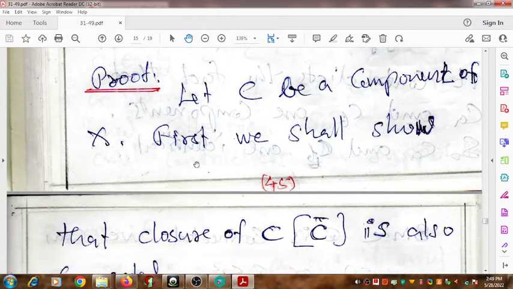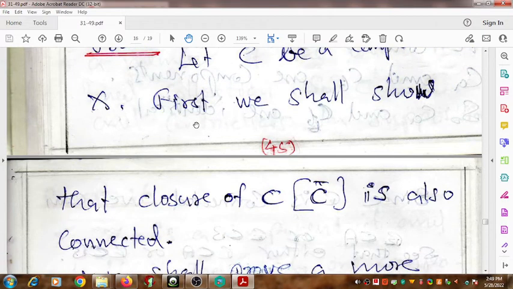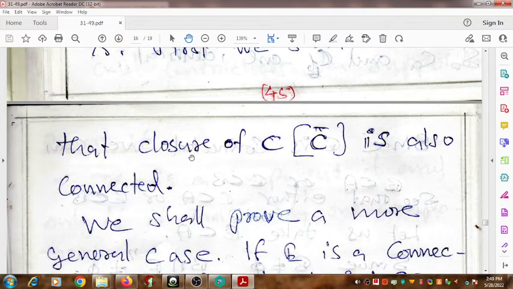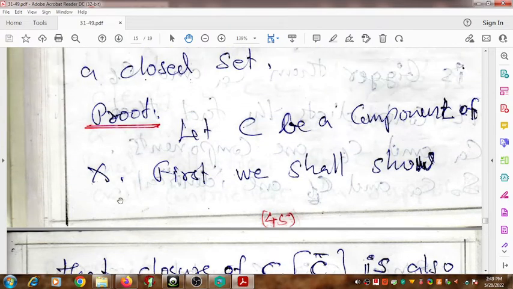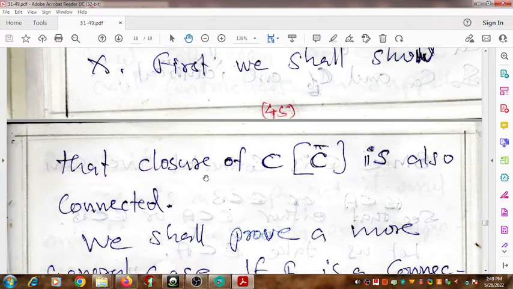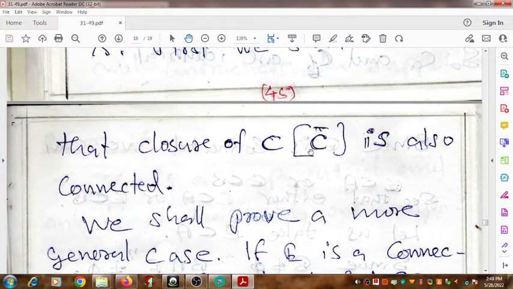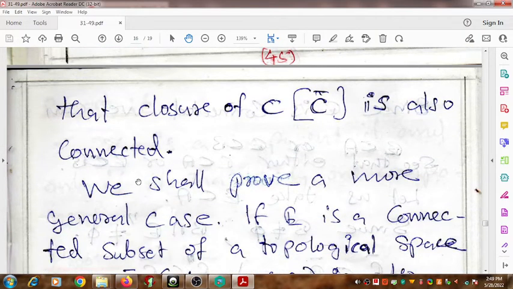Let C be a component of X. It's arbitrarily chosen. Let C be an arbitrary component of X. First, we shall show that the closure of C, C bar, is also connected. In order to prove that C is a closed set, we want to show that the closure of C is also connected.